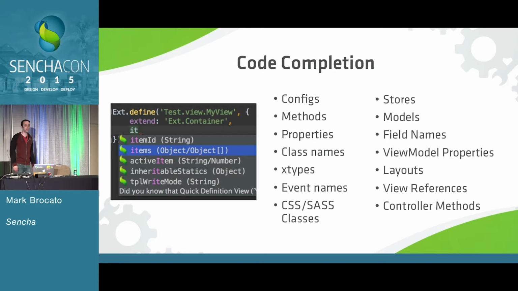So configs, methods, properties, class names, anything that's like an alias, like X types or layouts, those are all completed. Even event names, CSS classes, stores, models, fields, the whole thing. Basically, anywhere you are in your code, we aim to be able to complete and show you everything that is possible there and nothing that isn't, so you can depend on it.